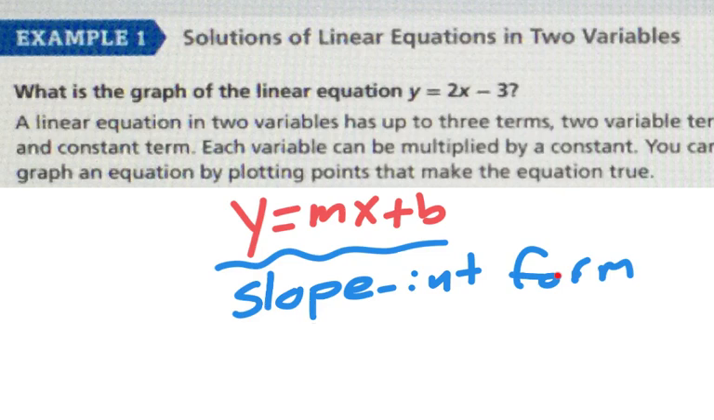So let's talk about what both of those things are. When I talk about slope, what is the slope of a line? Like, what's that talking about? It's the rise over run. I like that.